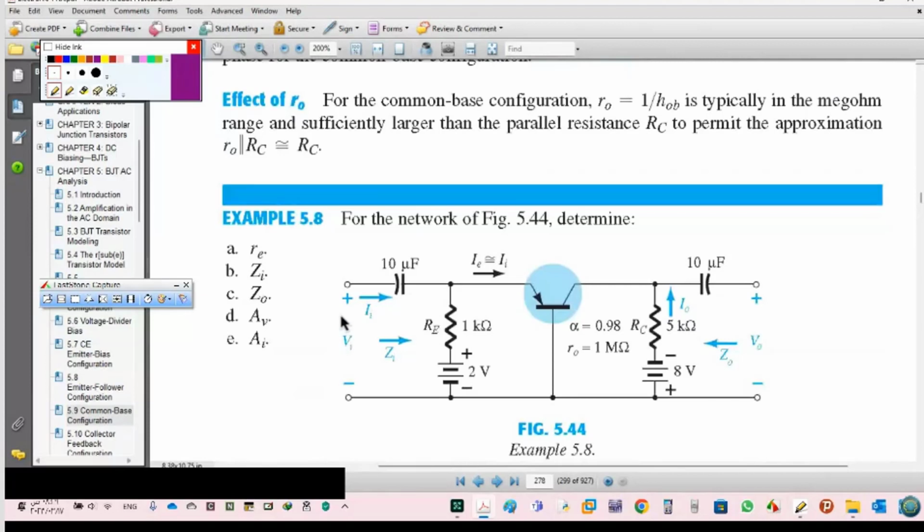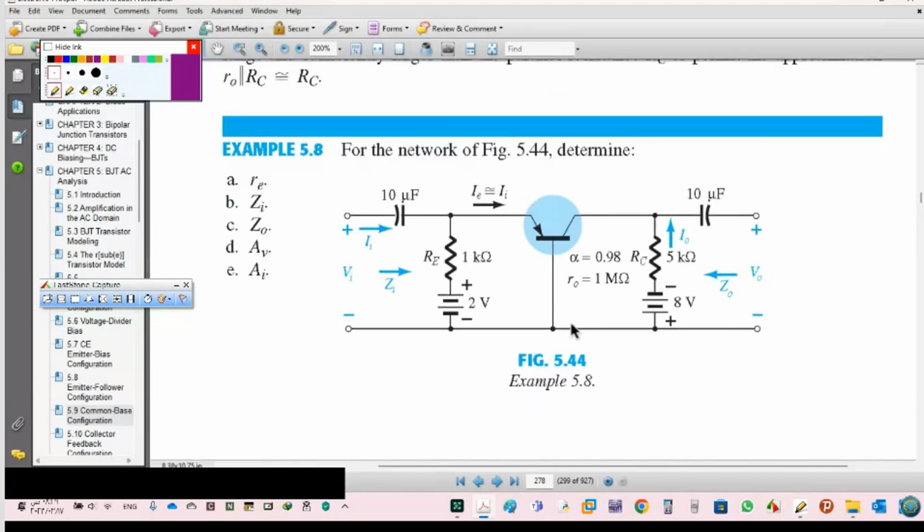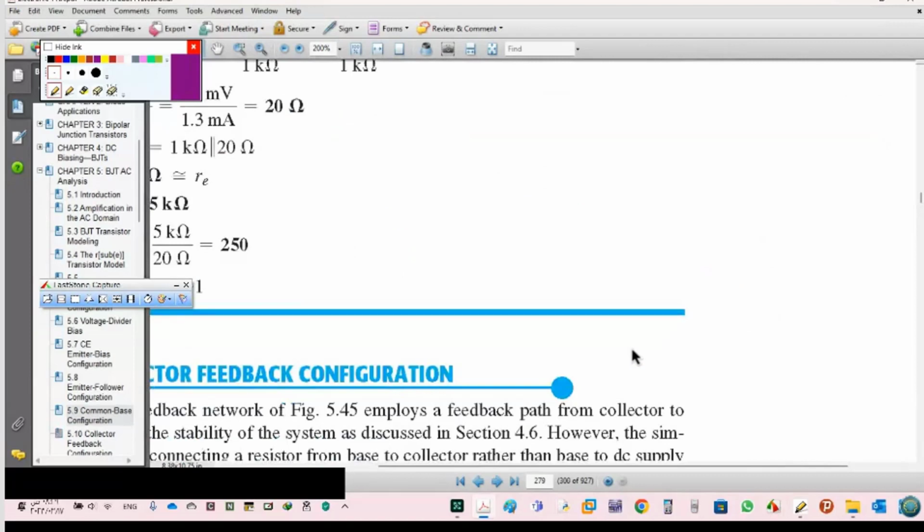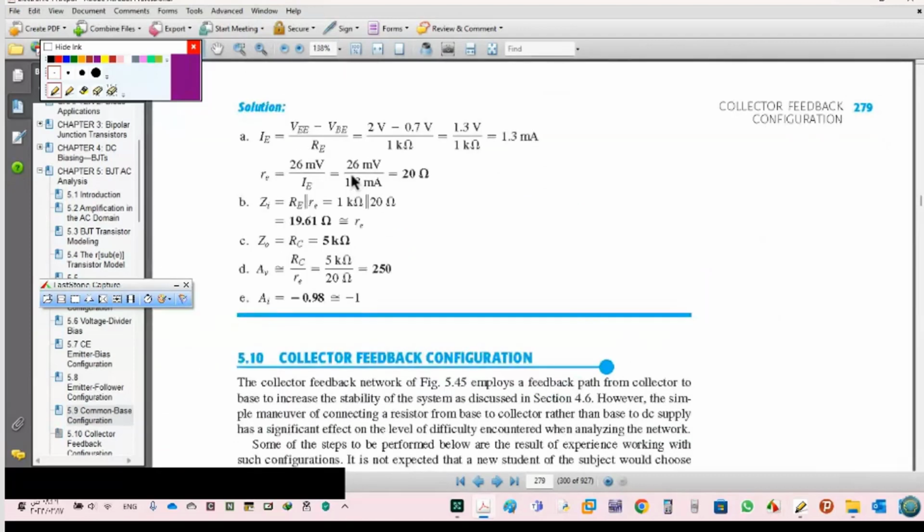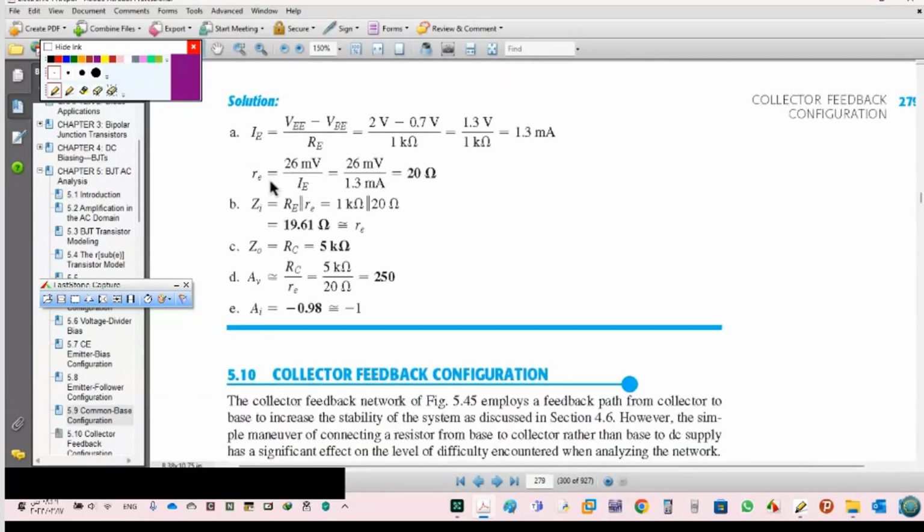Now let's solve this question for the network of the figure. This question came many times, for 5.8, so take care of this one, an example. He asked me to determine ZI, ZO, AV. So directly short circuit, and start solving this one. Calculate IE, then RE, then find the other values. So again, start with DC, then go to the AC. Any question? Any question about this?